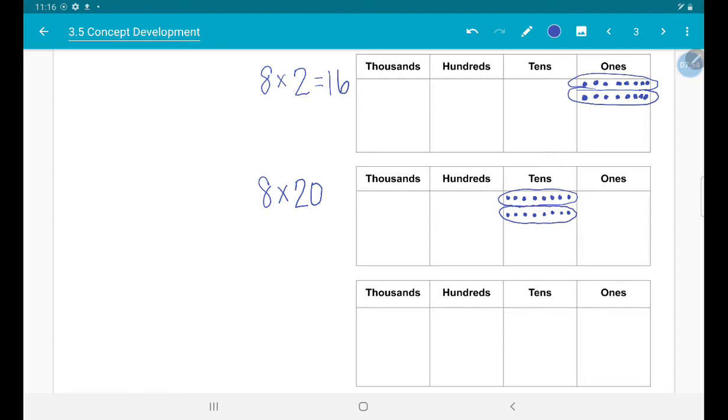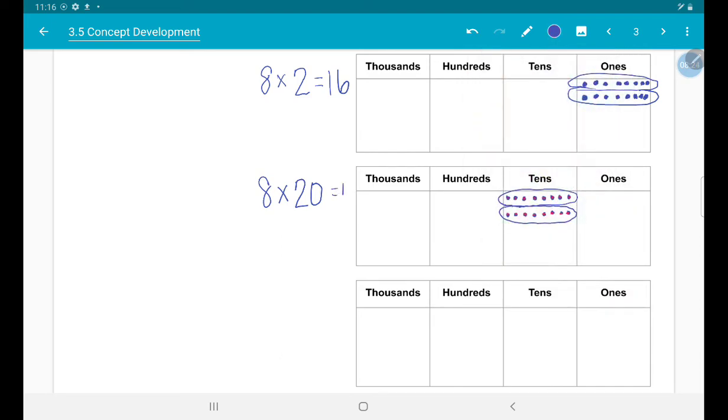So if we count these by tens, since we're in the tens place value, change colors, I forgot to do that earlier. 10, 20, 30, 40, 50, 60, 70, 80, 90, 100, 110, 120, 130, 140, 150, 160.